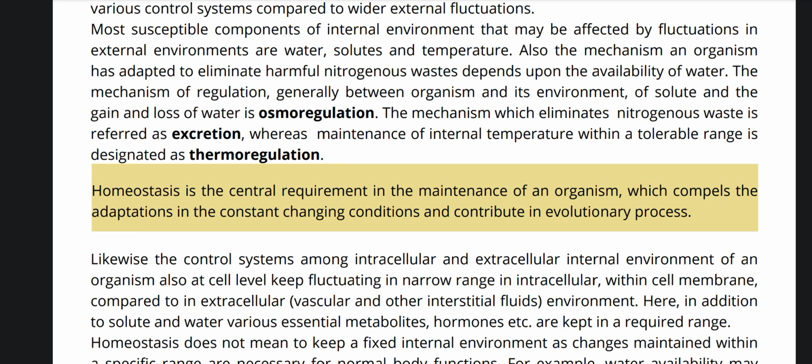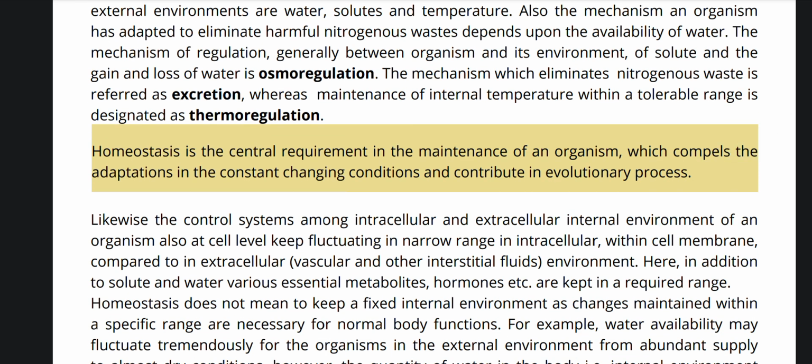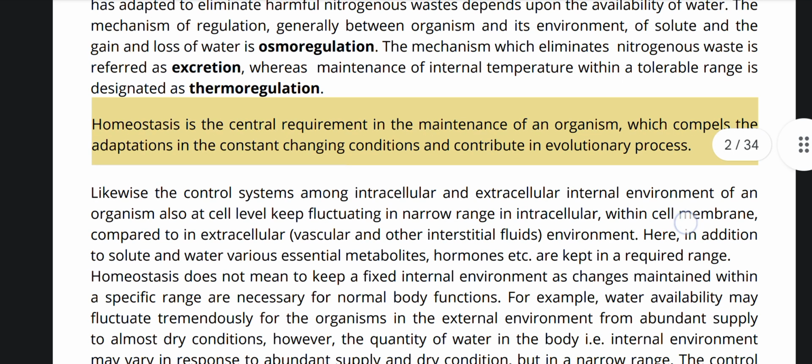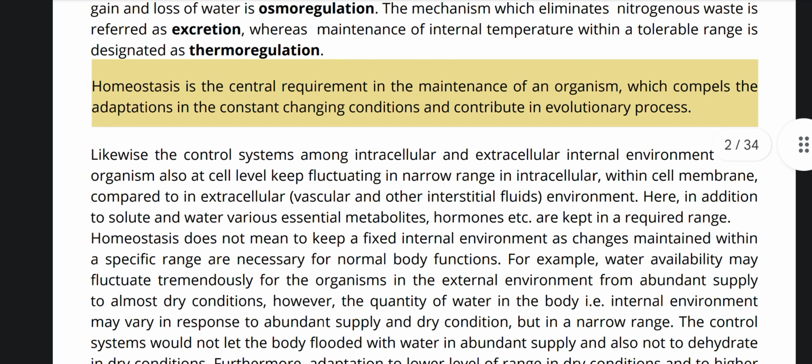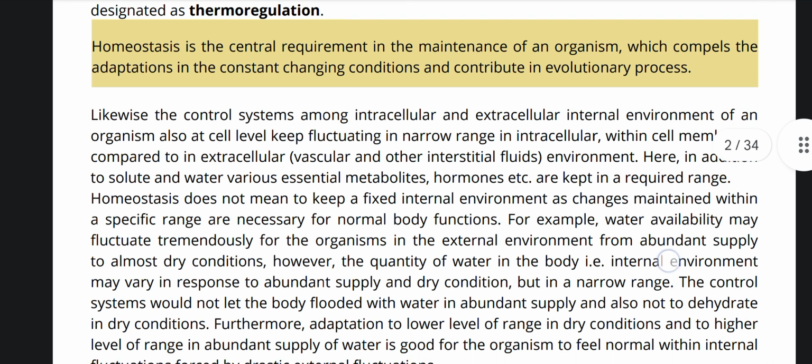The mechanism of regulation, generally between the organism and its environment, of solutes and the gain and loss of water is osmoregulation. The mechanism which eliminates nitrogenous waste is referred to as excretion, whereas maintenance of internal temperature within a tolerable range is designated as thermoregulation. Homeostasis is a central requirement in the maintenance of an organism, which compels adaptations to contrasting changing conditions and contributes to the evolutionary process.